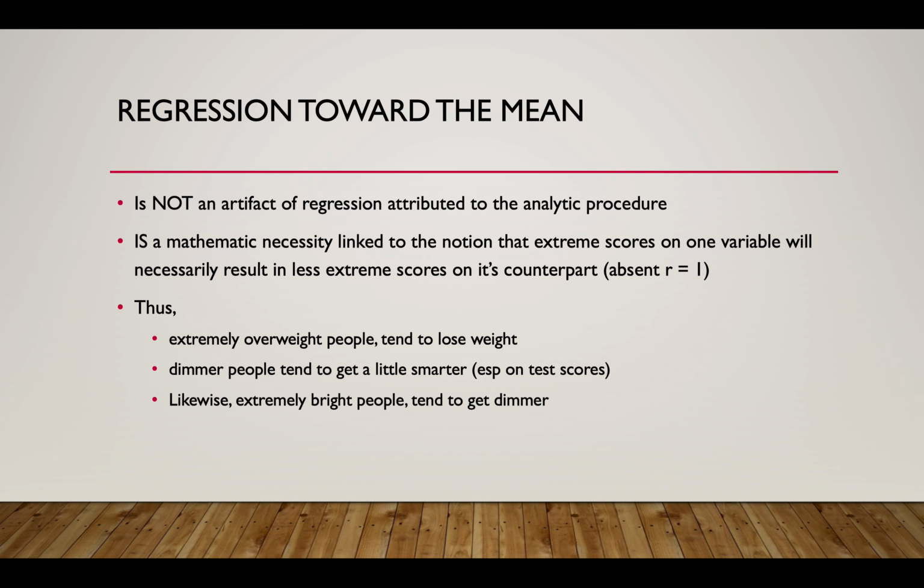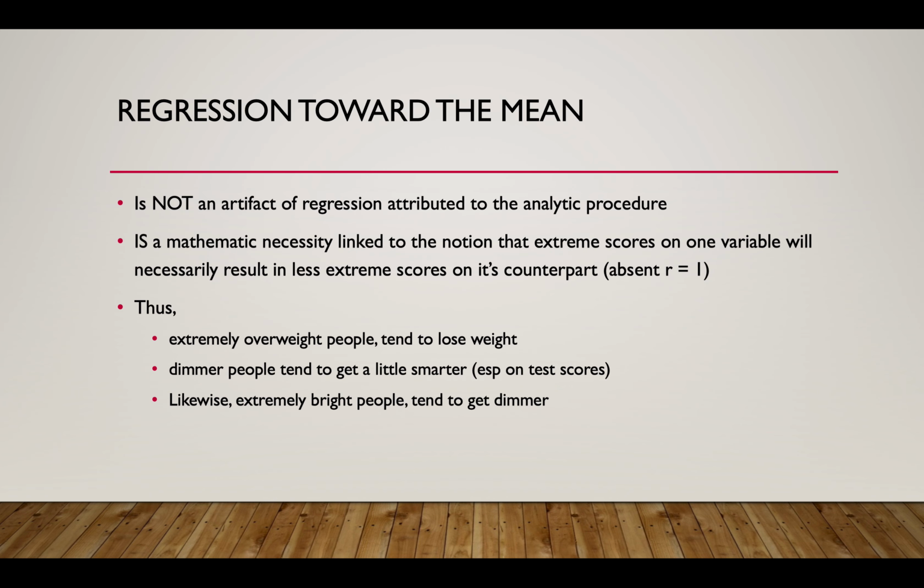And in fact, extreme scores produce high residuals, and across time, residuals tend to move away from extremity. That is the very nature of regression. Regression is seeking to minimize residuals. And so at any given time point, at any given sample, you may have some extremes, but in general, those extremes work their way back across samples or across time. So, for example, extremely overweight people tend to lose weight across time, or people who are not quite as bright tend to get a little smarter across time, especially on standardized scores.